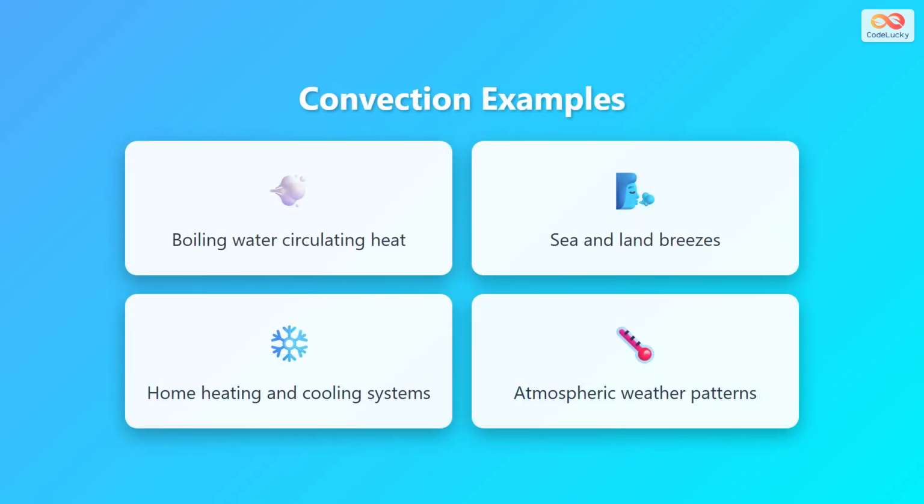Convection is responsible for many important natural and technological processes. When you boil water in a pot, the hot water at the bottom rises while cooler water descends, creating a circulating pattern that distributes heat throughout the liquid. Sea breezes and land breezes are caused by convection currents created by temperature differences between land and water. Your home heating and cooling systems rely on convection to circulate warm or cool air throughout the rooms. Even large-scale atmospheric weather patterns, including winds and storm systems, are driven by convection currents in the atmosphere.